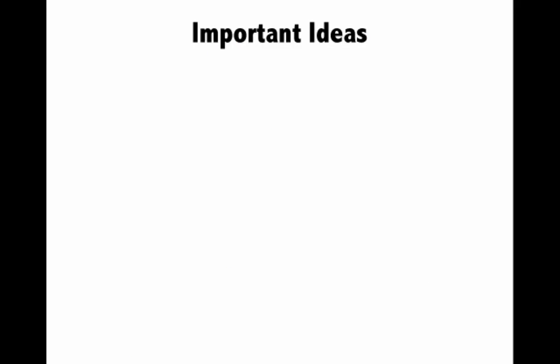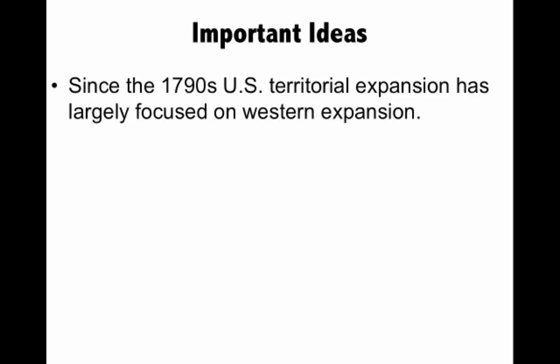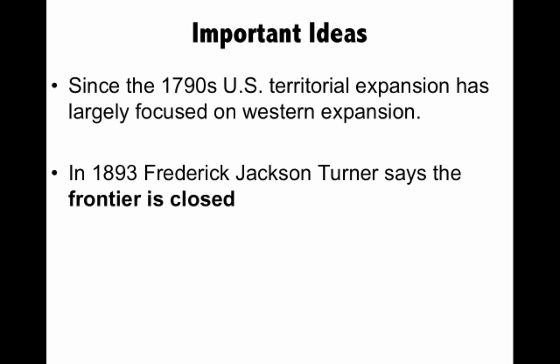Some important ideas we need to lay out right away is this. Since the 1790s, U.S. territorial expansion has largely focused on Western expansion. We've been moving from the Atlantic to the Pacific coast, and in that we've been dealing with different countries like Mexico and Spain and England and the various Native American groups. But something changes in the 1890s.